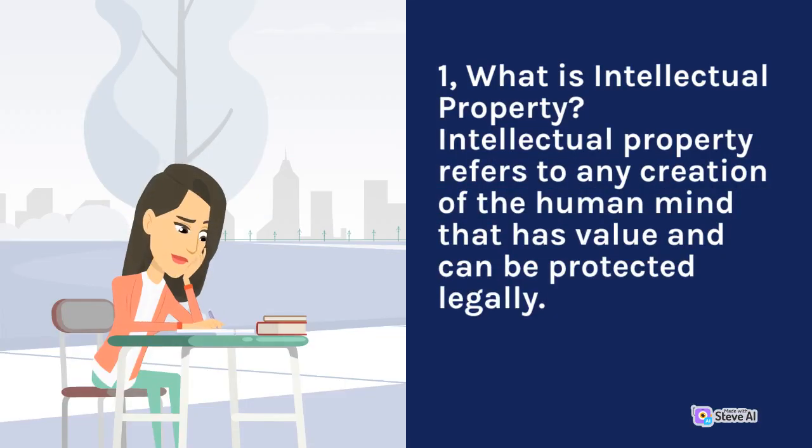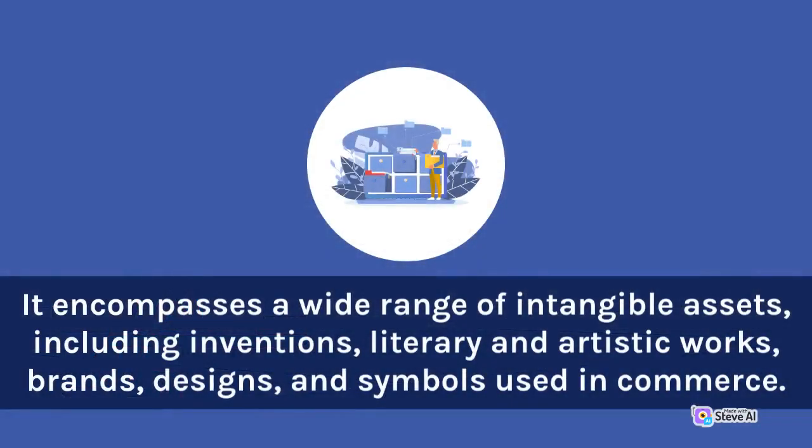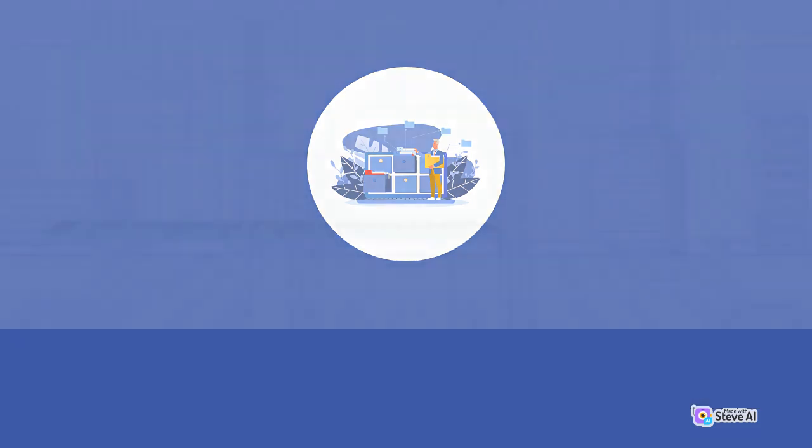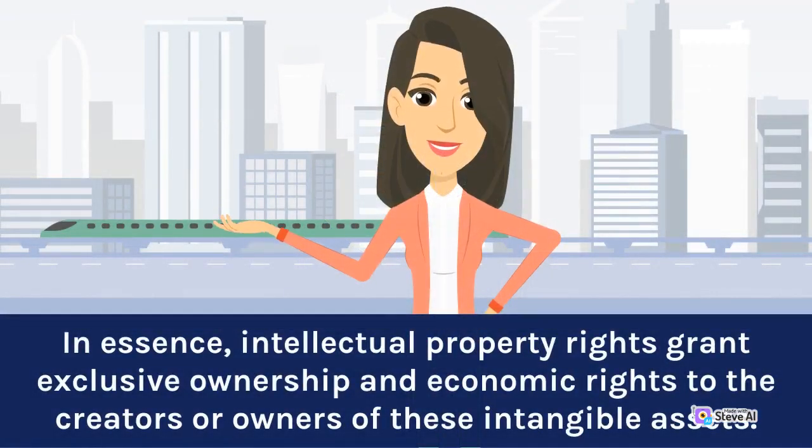1. What is intellectual property? Intellectual property refers to any creation of the human mind that has value and can be protected legally. It encompasses a wide range of intangible assets, including inventions, literary and artistic works, brands, designs, and symbols used in commerce. In essence, intellectual property rights grant exclusive ownership and economic rights to the creators or owners of these intangible assets.